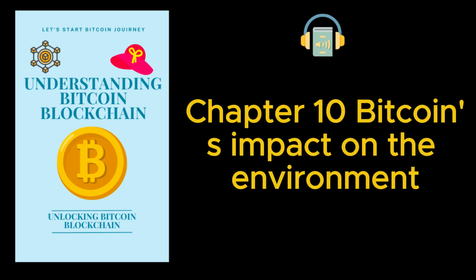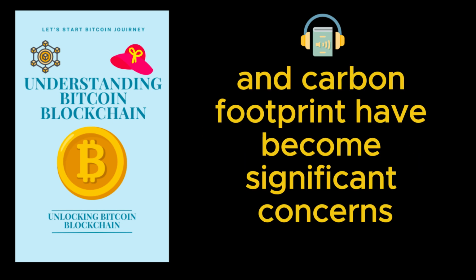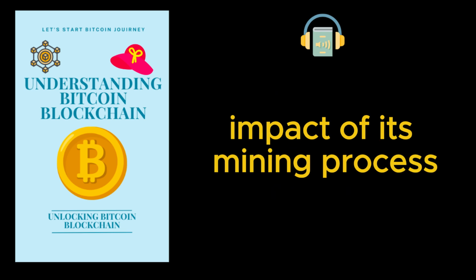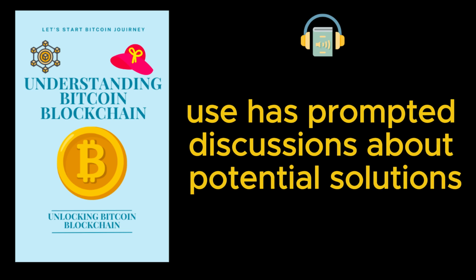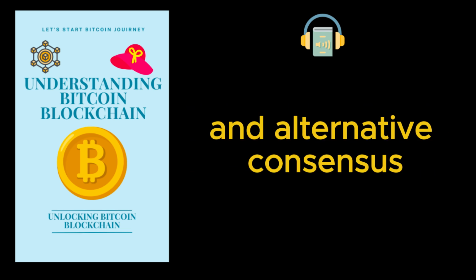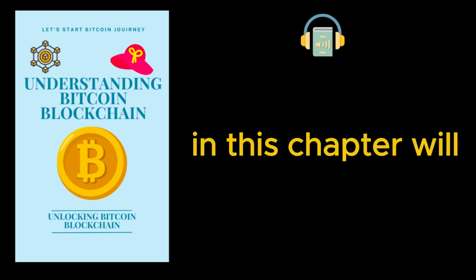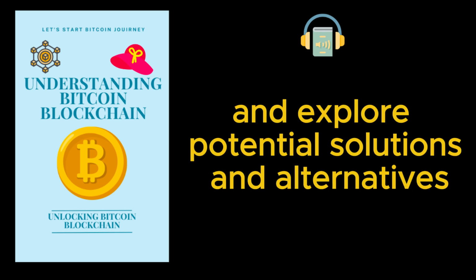Chapter 10: Bitcoin's Impact on the Environment. Bitcoin's energy consumption and carbon footprint have become significant concerns in recent years, drawing attention to the environmental impact of its mining process. The debate over the sustainability of Bitcoin's energy use has prompted discussions about potential solutions and alternative consensus mechanisms that could reduce its ecological footprint. In this chapter, we'll examine the environmental impact of Bitcoin mining and explore potential solutions and alternatives.